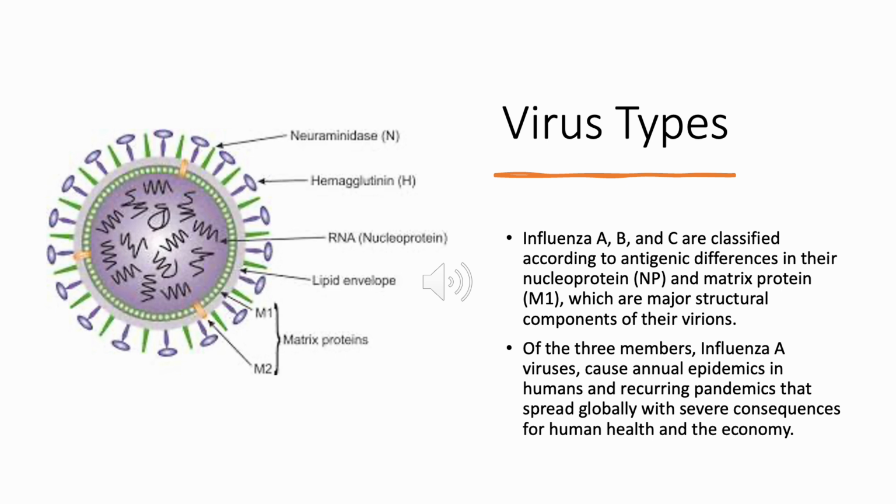Virus types. The influenza virus has 3 types, influenza A, B, and C, and they are classified according to antigenic differences in the nucleoprotein NP and matrix protein M1, which are major structural components of the variants. Of the 3 members, influenza A viruses cause annual epidemics in humans and recurring pandemics that spread globally with severe consequences for human health and the economy.